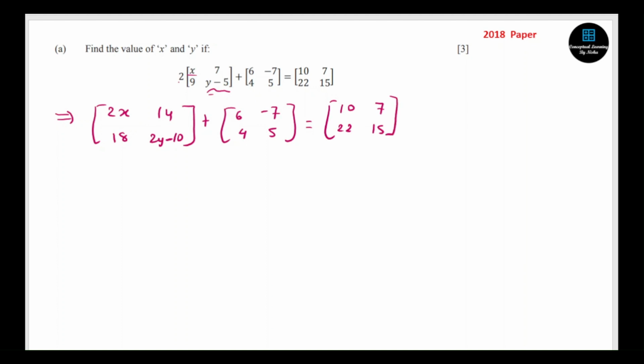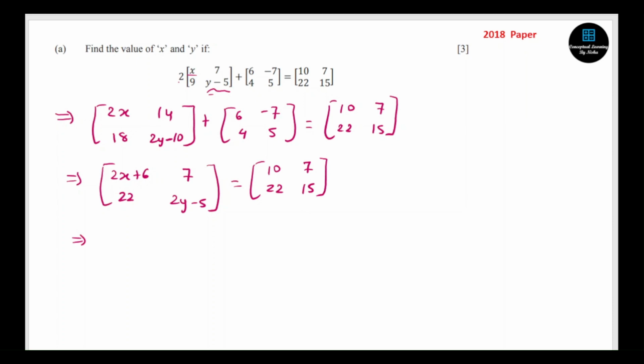Do it patiently. Okay. Step by step. So what do we get? 2x plus 6. Here I'll get just 7 when I add them. Here I'll get 22 and this is 2y minus 5 equals 10, 7, 22 and 15. And now what do we get when we equate them? See, I want to find x and y, so I'll just focus on that. So that gives me 2x plus 6 equals 10.